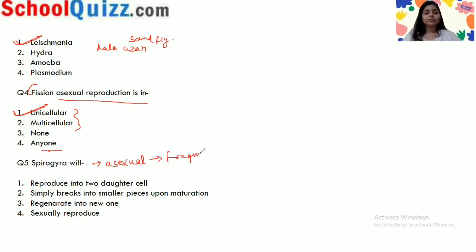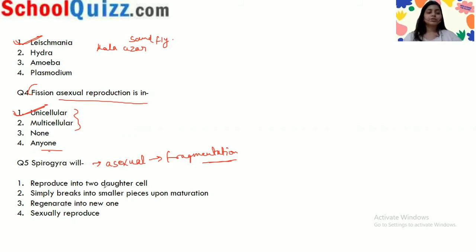So what is fragmentation? It is the reproduction where at the maturation stage, the body divides into small pieces. Then after that, the pieces will grow into full-fledged new organisms. So the answer will be here.